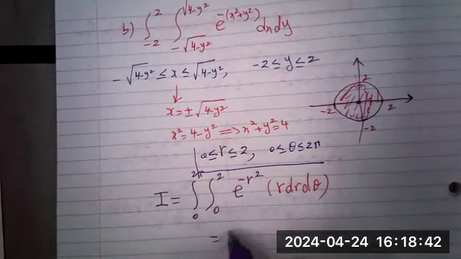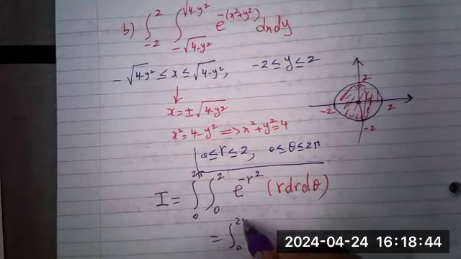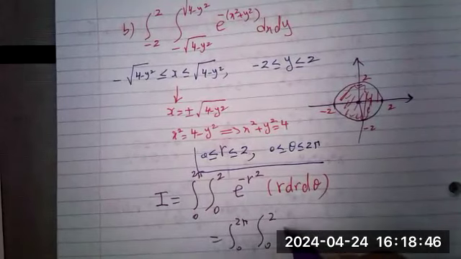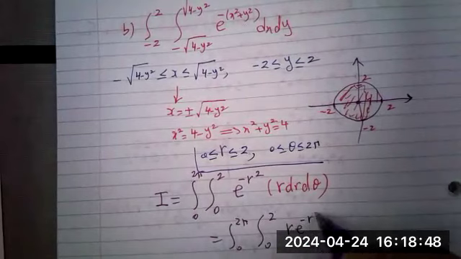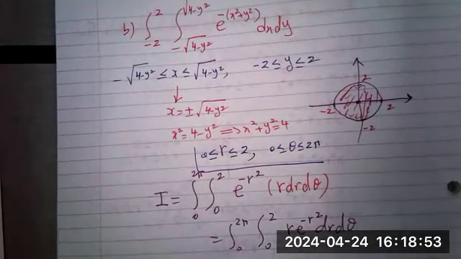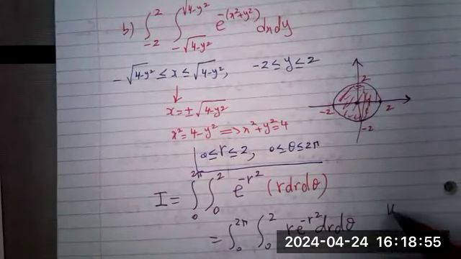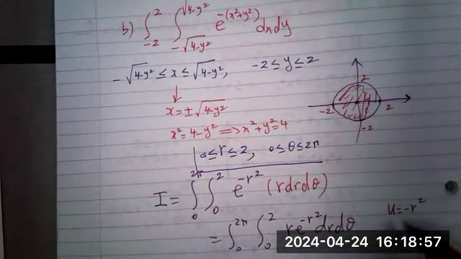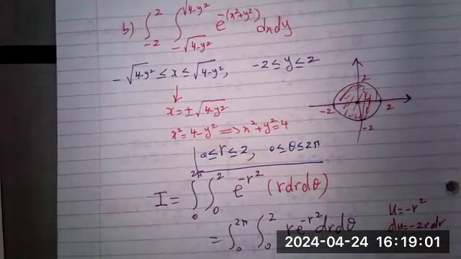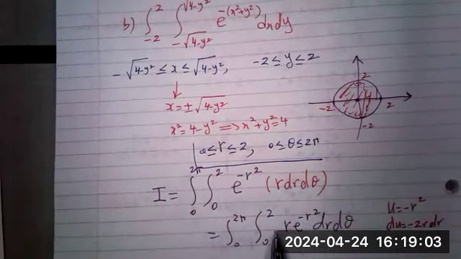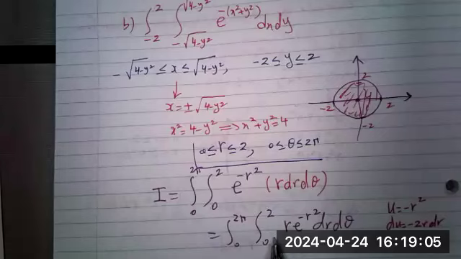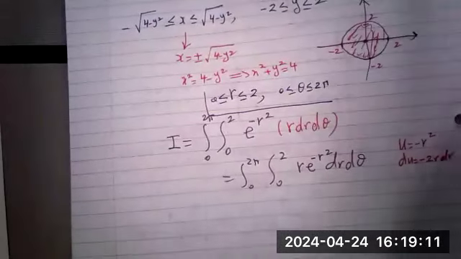Okay, so this is what we have: the integral from 0 to 2 pi, 0 to 2, r e to the negative r squared dr dθ. After you do substitution, if you take u to be negative r squared, your du would be negative 2r dr. So you need a -2 here, or just use the u substitution. I use the shortcut.